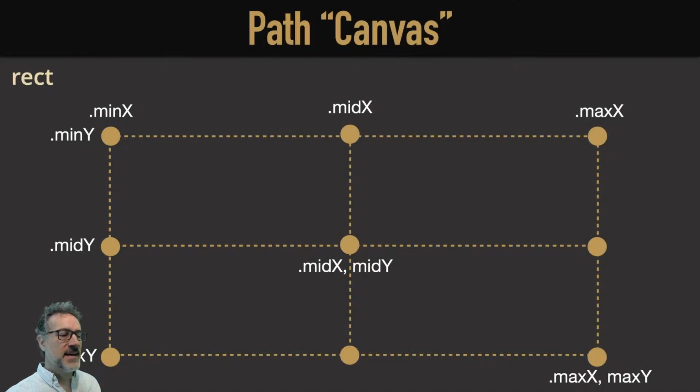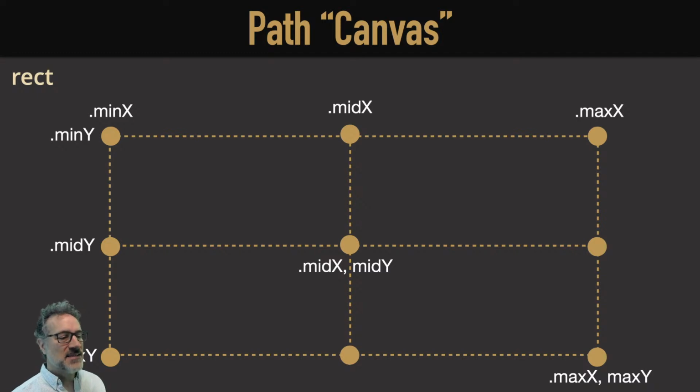This is the canvas that you have to work with. So here's the rectangle that we have. This is the parameter that's passed in. And you can refer to its size or its points in a relative manner using the CGRect properties. And there's properties for the x-axis, which goes left to right, or horizontal. And there's properties for the y-axis, which goes up and down, or vertical.